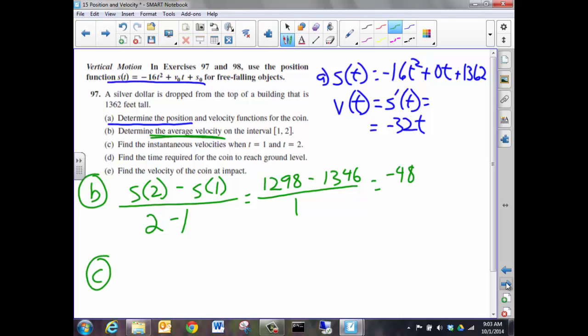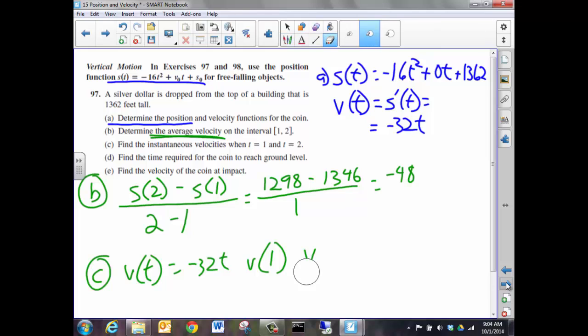What's C part asking for? Instantaneous. What's instantaneous velocity, Rhett? That's the specific one that one went over. Yes, so how do we do that though? Instantaneous velocity. Derivative, yes. We want to know v of t, which we already know to be negative 32t. We want to know the velocity at 1 and the velocity at 2. That's not too complicated, is it? We plug 1 in there, we get negative 32. We plug 2 in there, we get negative 64. Y'all comfortable with that?